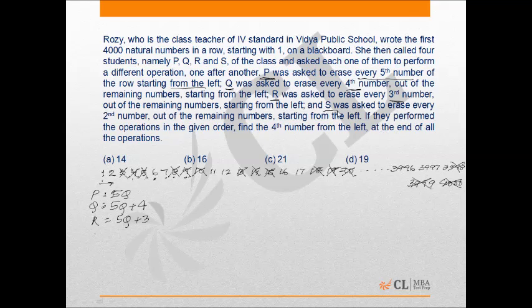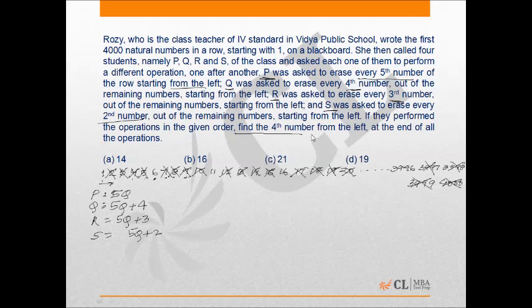Now, S was asked to erase every 2nd number, as in all the numbers of the form 5Q plus 2. So he erased 2, he erased 7, he erased 12, he erased 17, and accordingly the last number left is 3997.